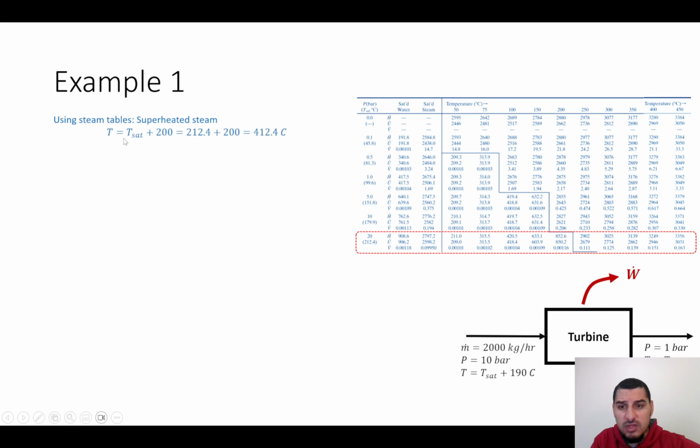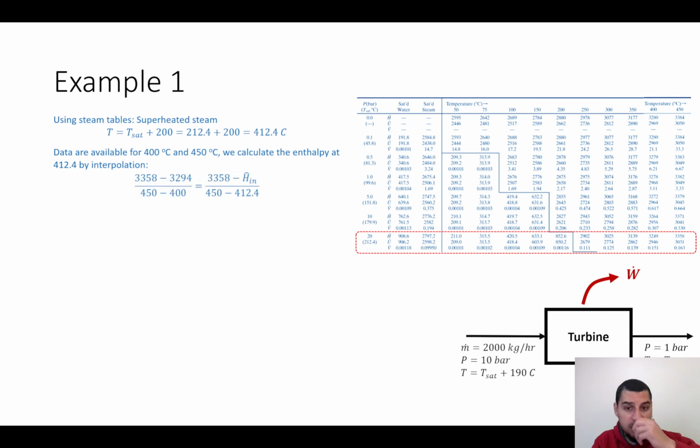First we go to the saturation temperature plus 200. So this is the temperature of the feed. And we have the information about 400 and 450. So to get the information about 412.4, we do interpolation, and by interpolation we use this relation that the slope is delta H over delta T equal delta H over delta T. We did this many times before, and we can find the enthalpy of the feed steam.